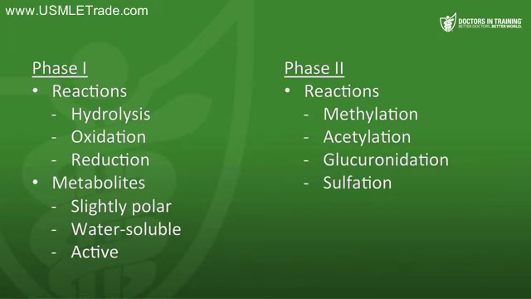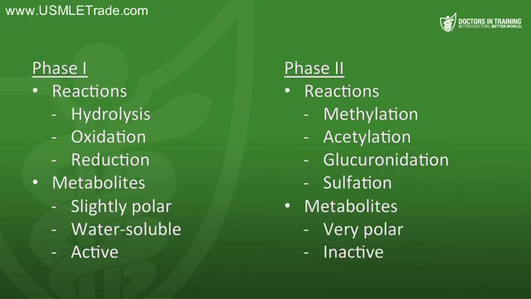Conjugation means you're joining the drug to some other molecule, like adding a methyl group or adding an acetyl group, or you're conjugating the drug to glucuronic acid or to sulfate, or maybe glutathione. And all these phase 2 reactions result in very polar, inactive metabolites that are easy to excrete in the urine. Those highly polar hydrophilic molecules can't cross cell membranes very readily, which means they cannot be easily reabsorbed by the kidneys, and they get trapped in the urine and then excreted.